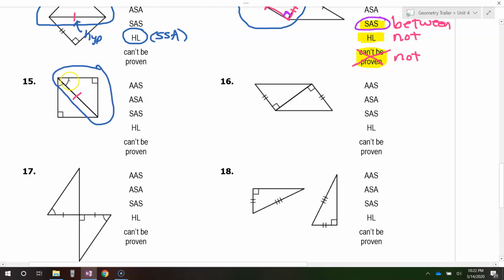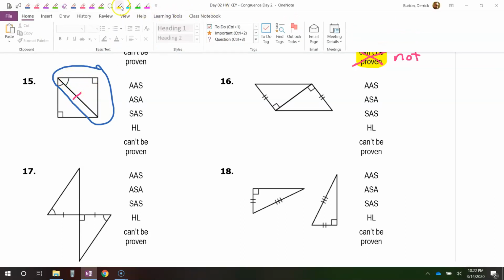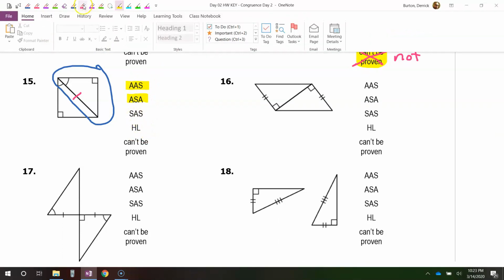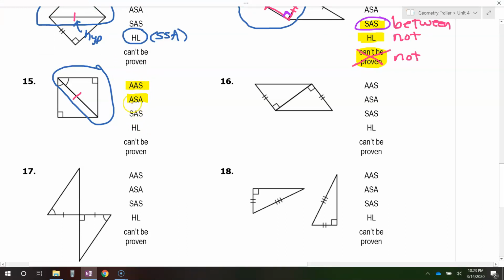So what I have is two angles and a side. Here's two angles and a side, and here's two angles and a side. So it's going to be one of these. Which one is it going to be? Well, it'll be the second one if the side is between the two angles. It'll be the first one if the side is not between.